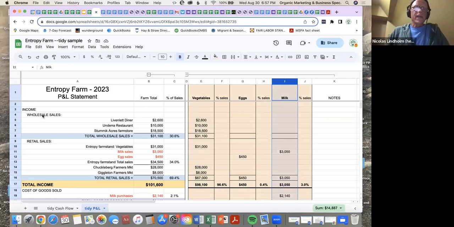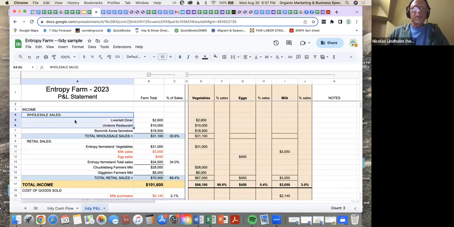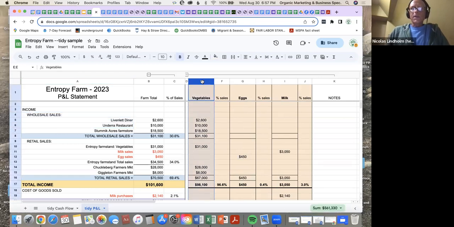And we have the chart of accounts mostly organized by market channel. So what these three columns do, now that I've created them by enterprise, is you can assign every income and every expense to one of those enterprises. And some of that's pretty easy. Like for this farm, they sold pretty much everything through wholesale, as well as a lot of the retail sales were vegetables.